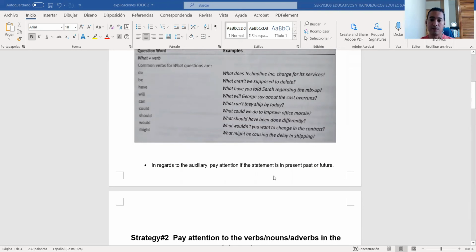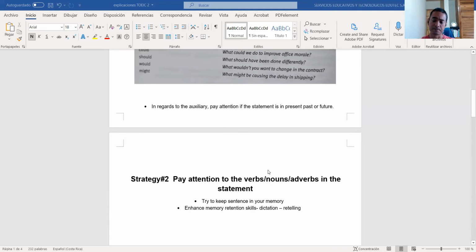Most of the time, people may miss some points because sometimes they didn't pay attention and the question was in the future, and then the person chooses maybe present, and the question was related to the future. So before I continue with the second tip, so pay attention to the auxiliary.